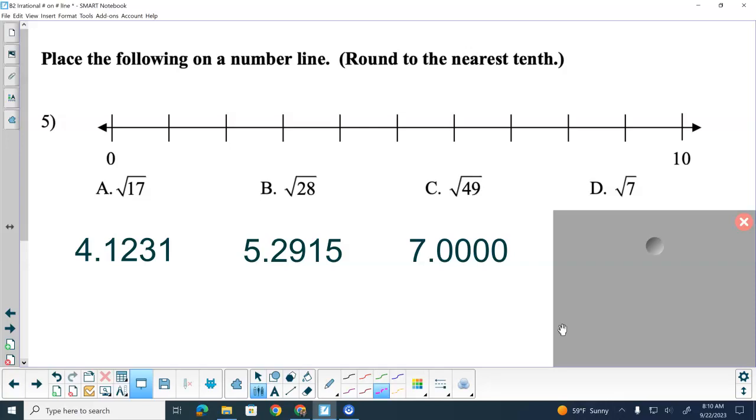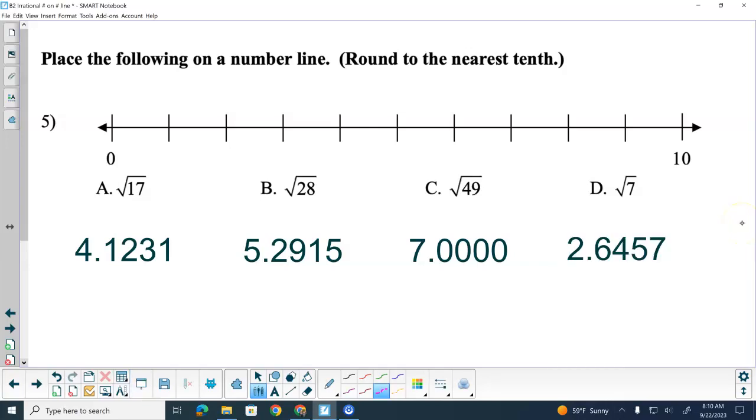What's the square root of 7? Somebody other than Jesse. What do you got? 2.6457? Let's see. 2.6457. Good job. Okay? Now, we need to put those letters on the number line for us.